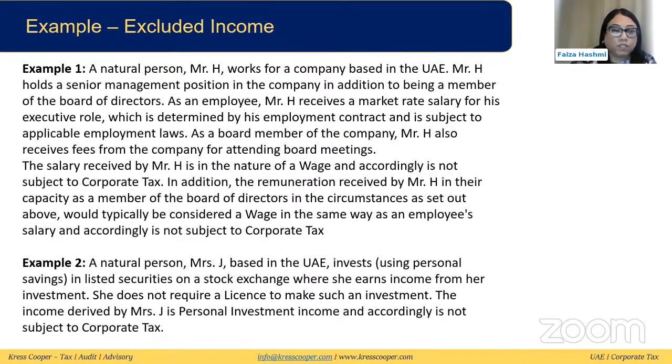Let's take an example for personal investment. Ms. J, based in the UAE, invests out of her own personal savings on the stock exchange in listed securities. She's earning income from this. She will not be required to register for corporate tax because this is personal investment income.